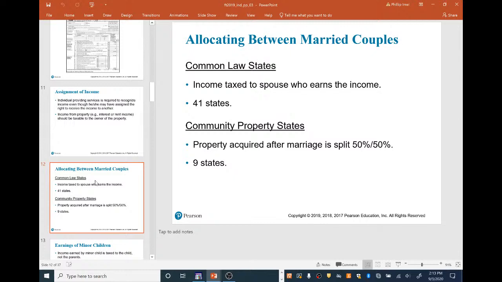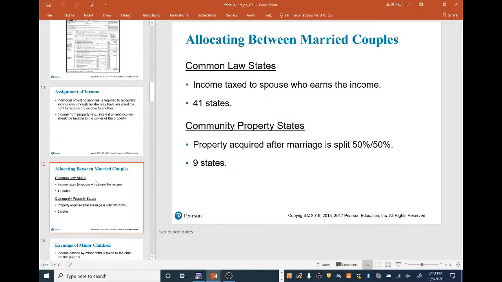Okay, so the law may be different between community property states. Even though it's a community property state, it could still vary from state to state, even though it's the same type of actual law. So for example, income from separate property for California residents is separate income. Income from separate property for Texas residents is community income.